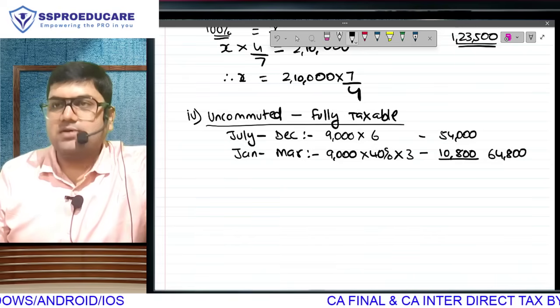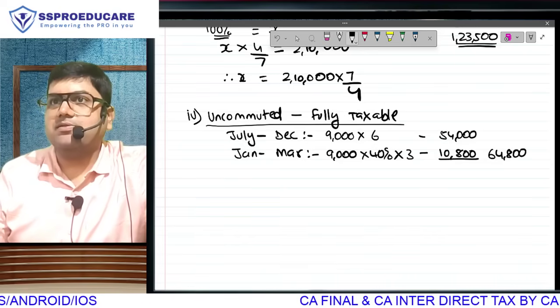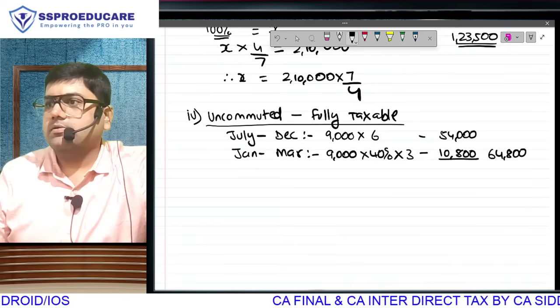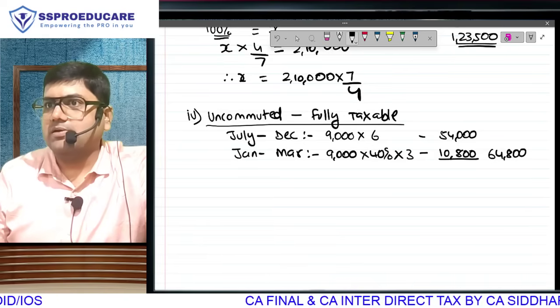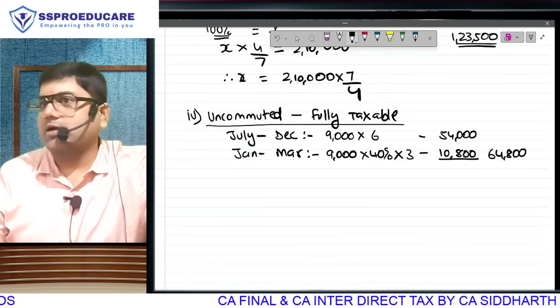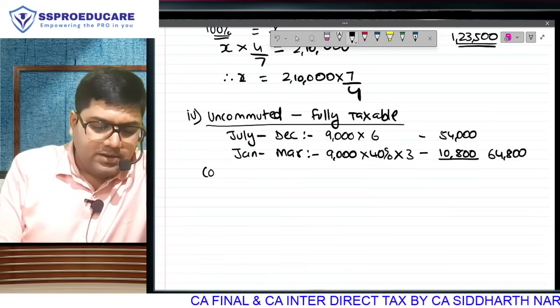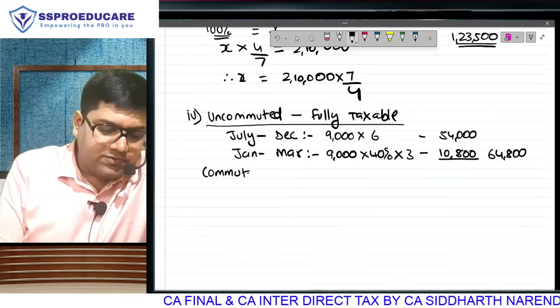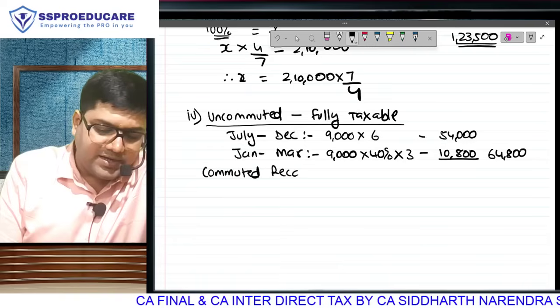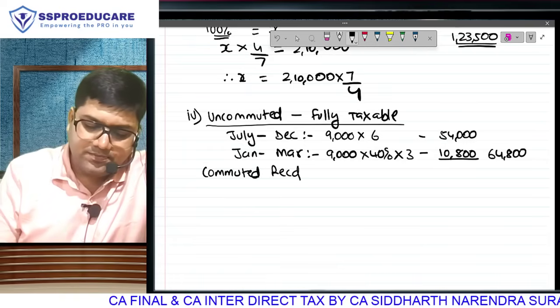And of course, next year also I will be getting 3,600 per month. That also will be fully taxable because I have only commuted a portion. And now what about commuted? First of all, the amount which is received, at least that we can write in the inner column.